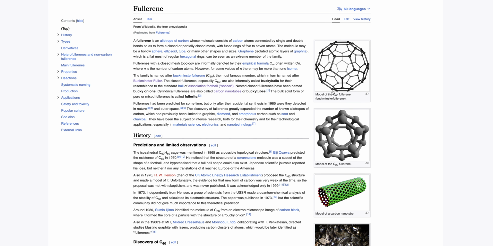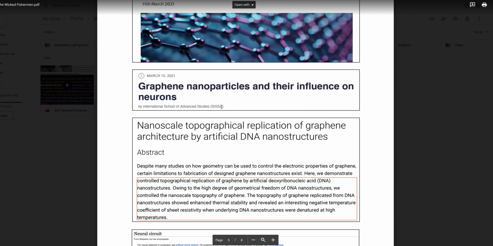And these fullerenes are carbon molecules that are connected. Okay. They're in a sphere, ellipsoid, or tube. This has been discussed completely by me. The one place I did do a video on this is called The Wicked Fisherman.